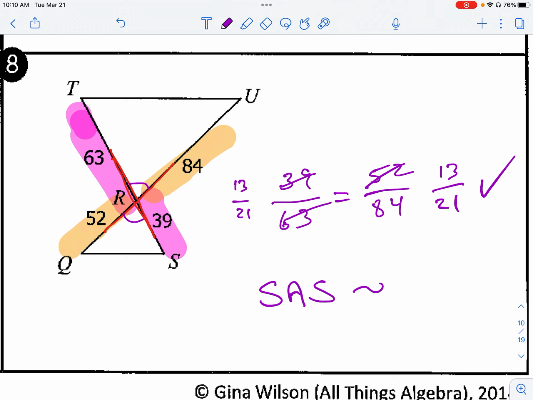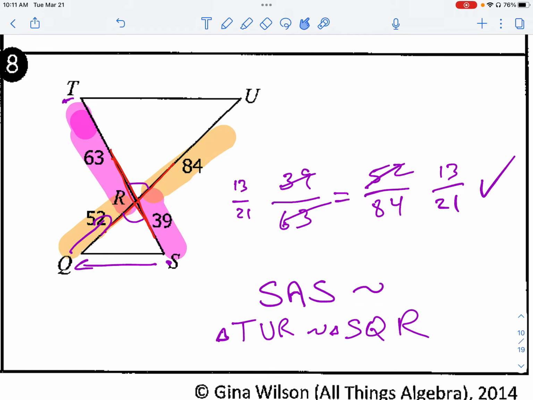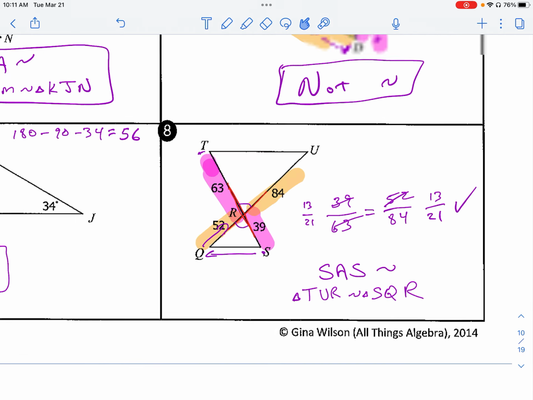And then let's name our triangle, and we'll pick the one on top, TUR. So we went T from the short side, down the unknown side, down our longer side. So that would be S, down our unknown side, down our longer side. So we're going to go triangle SQR. Make sure we're having our triangles where all the corresponding parts match up to the corresponding parts.